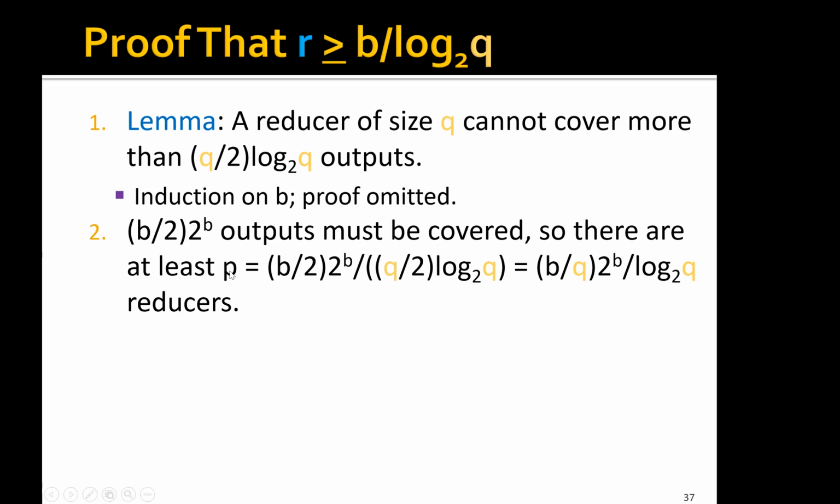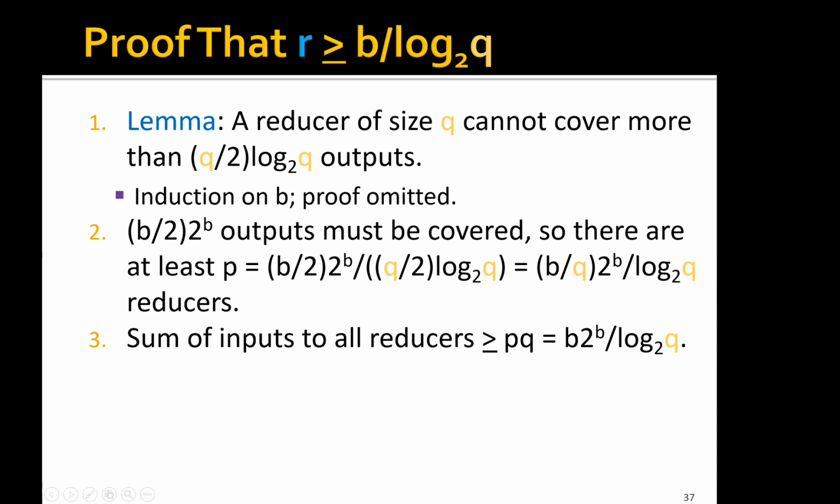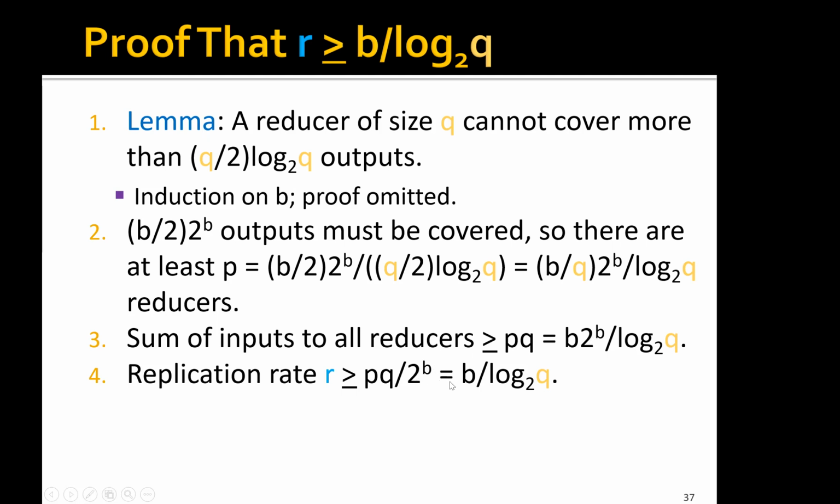So the number of reducers you need is at least this number divided by that number, which is simplified here. And then taking over all the P reducers, the inputs to those reducers is P times Q, which is just this formula with the Q taken out of the denominator. And then the replication rate is PQ, that's this formula, divided by the number of inputs, which is 2 to the B, and that gives you B over log base 2 of Q. So this is R is at least B over log base 2 of Q.